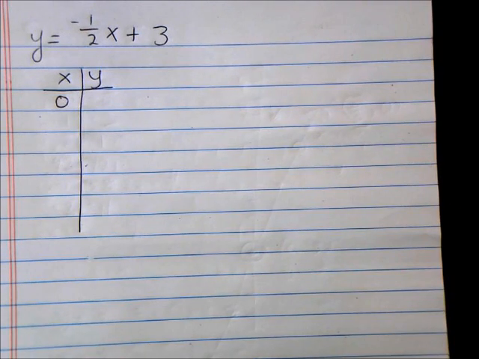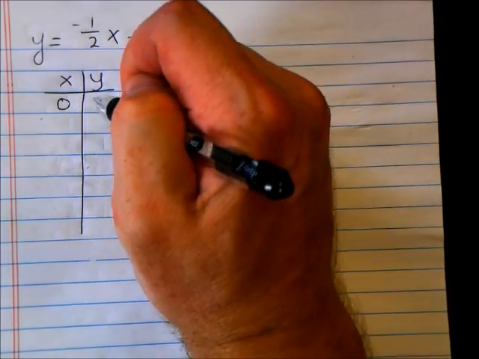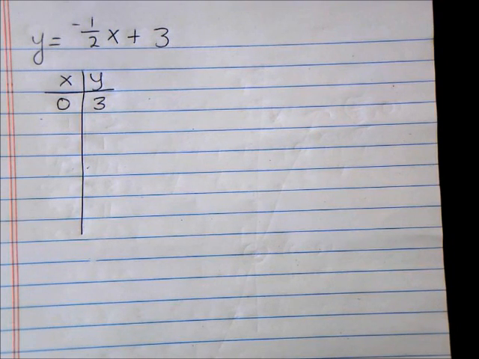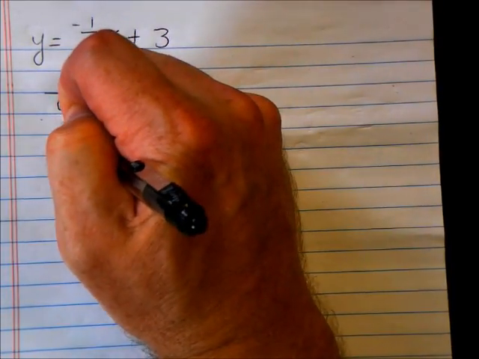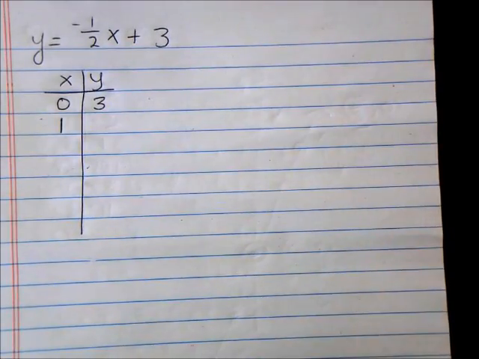If I plug in 0 for x, what do you get? 3, because negative 1/2 times 0 is 0. 0 plus 3 is 3. What are your 2 favorite positive numbers? 1 and 2. I disagree this time. I like 2 a lot, but I don't like 1. And here's what I don't like about 1. I'm going to plug 1 in. I'll show you what happens.